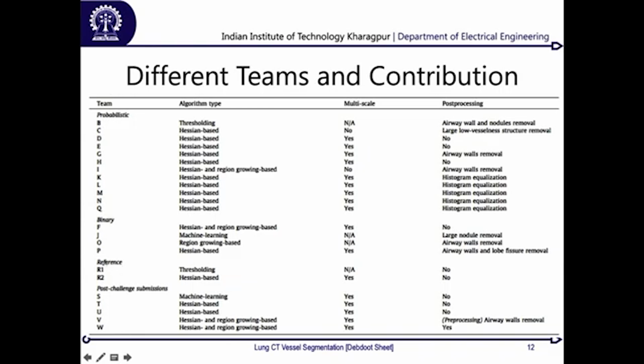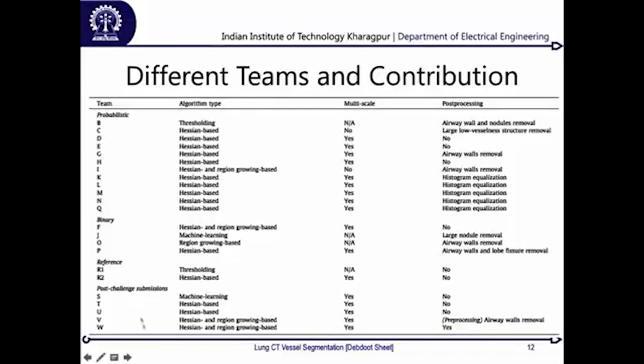The references R1 and R2 are basically, R1 is a thresholding based approach, which is just based on the Hounsfield unit. You draw a hard threshold. If your Hounsfield unit is between this value and this value, then that becomes a vessel, otherwise not. So that's the thresholding approach. The other one is a Hessian based approach, which is a direct implementation of Frangi's method, which we had discussed earlier.